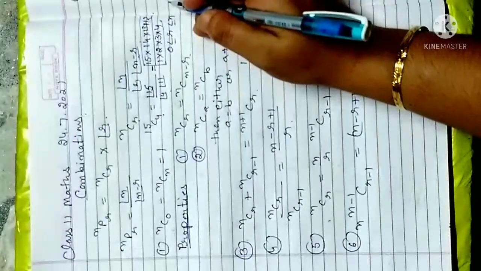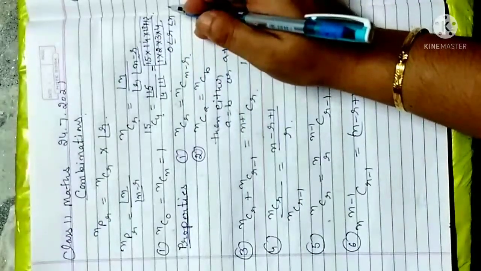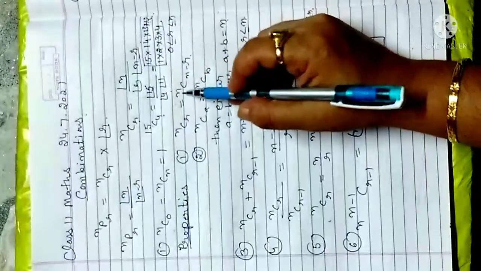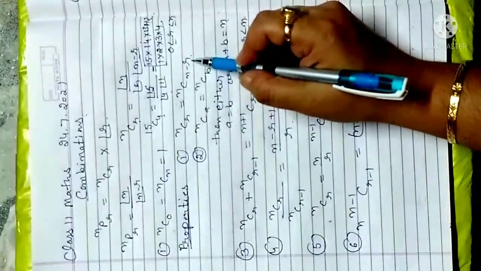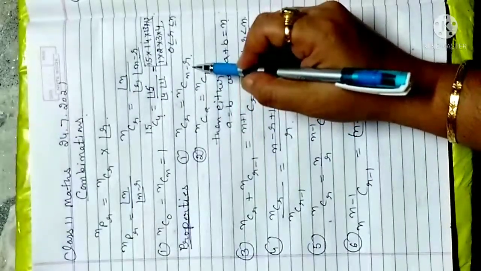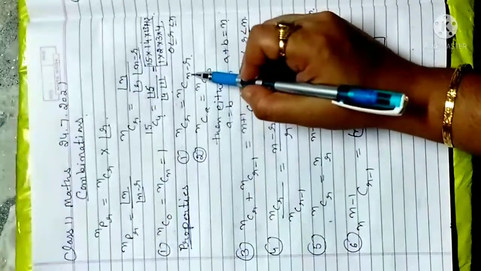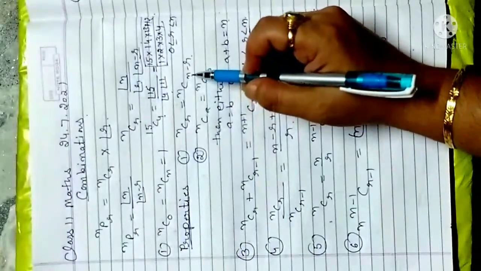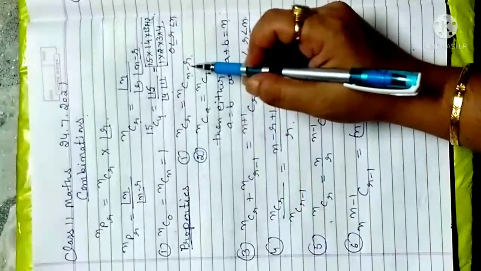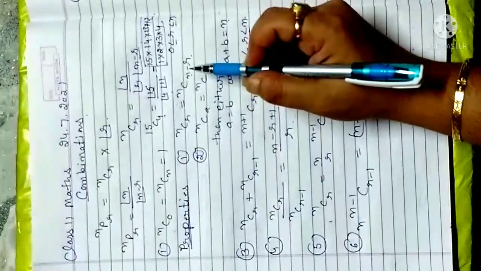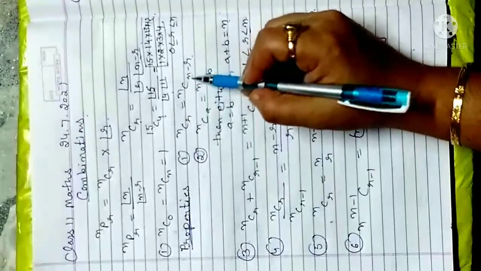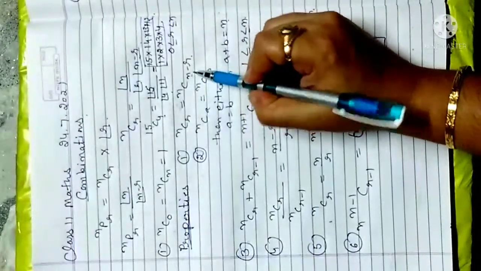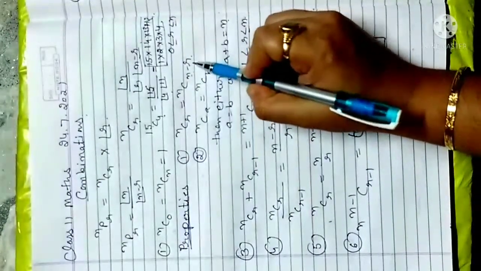So here I have some properties. nCr is equal to nC(n minus r). Where do we apply this property? When the r value is very close to n. Sometimes it is very hectic to expand this many times, so we can subtract to reduce this number.